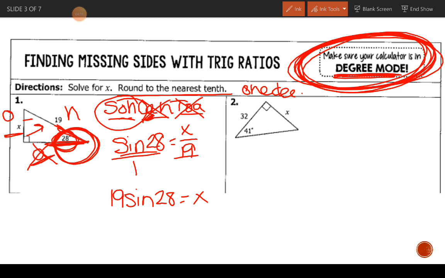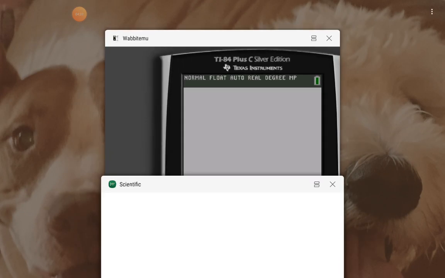With this one, I'm going to do it on my Wabbit Emu app, which is the TI-84 calculator, and then the next one I'll show you how to do it in the Desmos Scientific Calculator. I'm assuming most of us are going to be using Desmos, but if you have the Wabbit Emu app on your phone, or a calculator at home, you can use that as well. So let me show you the calculator.